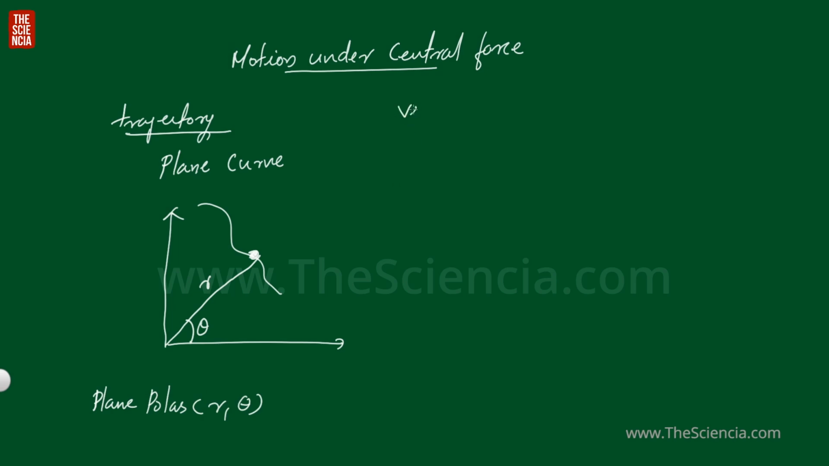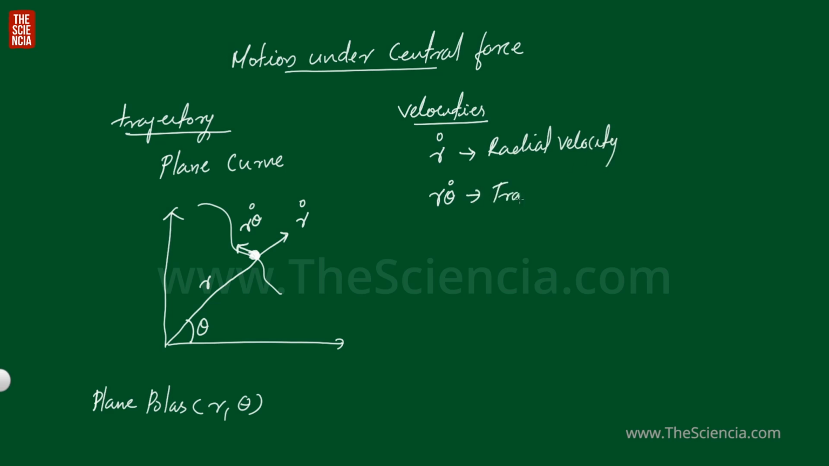And what will be the possible velocities? See, maybe the particle can move in this direction, so there is a velocity, that is r dot, or the particle can move in this direction, so this velocity will be r theta dot. So two velocities are there, one is r dot and one is r theta dot. This r dot velocity we call the radial velocity, and this r theta dot velocity we call the transverse velocity.